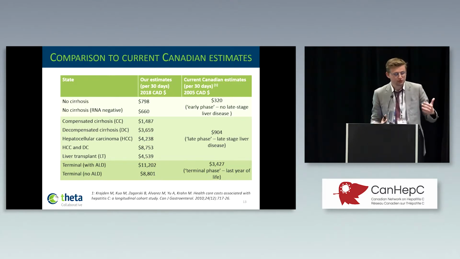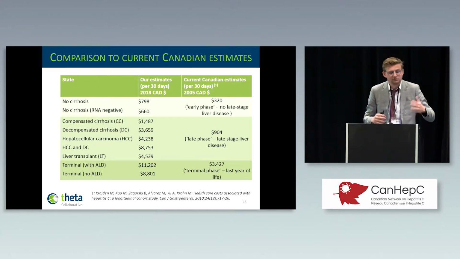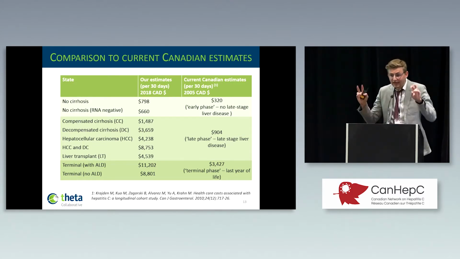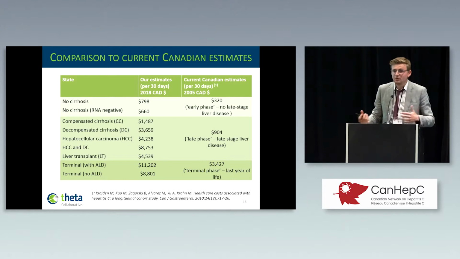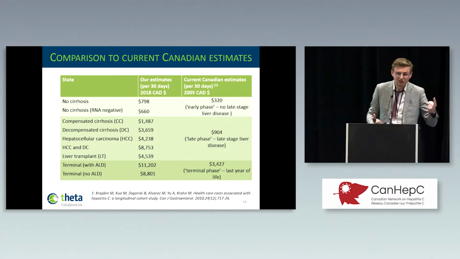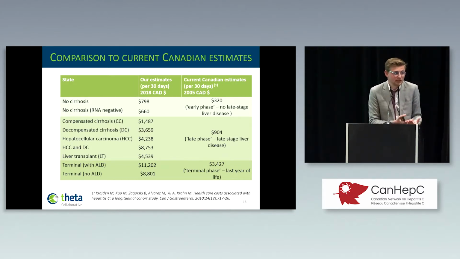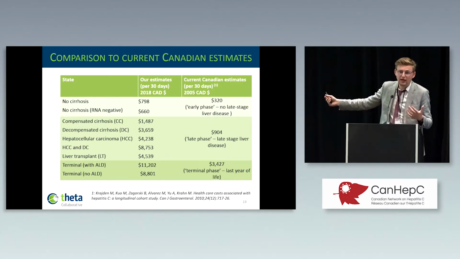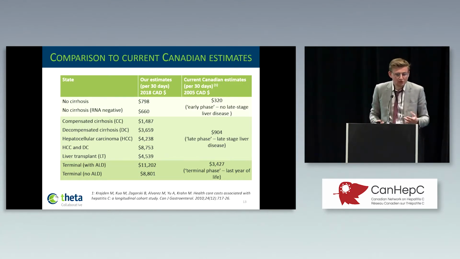If you have compensated cirrhosis, we're saying it costs $1,500 to the health service per 30 days, effectively per month. And if you're in the late phase, currently we're saying it costs $900. But if you look at someone who has hepatocellular carcinoma and decompensated cirrhosis, we're saying it costs $8,700 per month. Whereas if you were building an economic model right now, the cost value you would be using would be $904 per month. So two things to note.